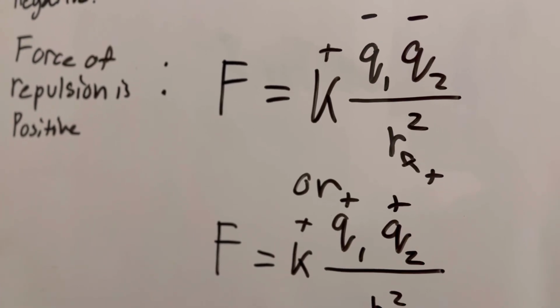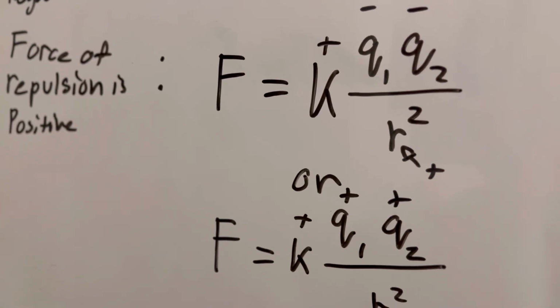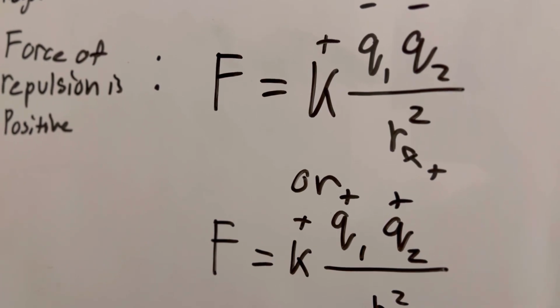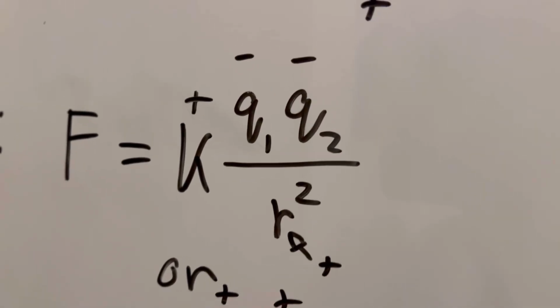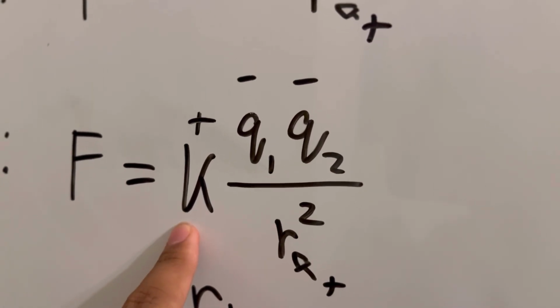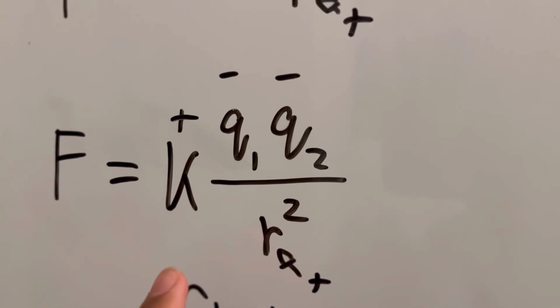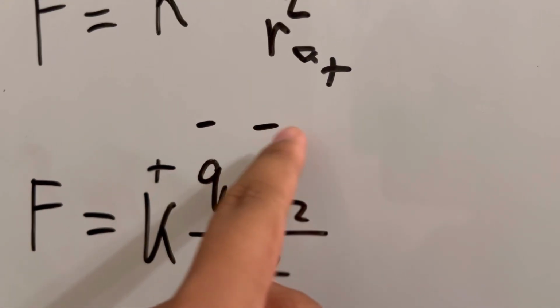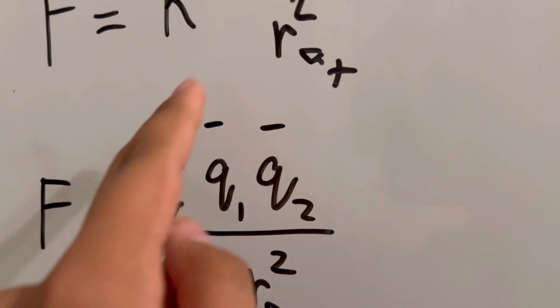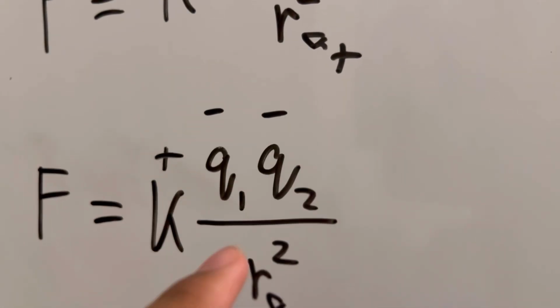On the other hand, the electrostatic force of repulsion is positive. This is because the k value is positive, the constant is positive, and so is the distance. And here we have two negative charges, and the negative charges cancel each other out and they turn into a positive.